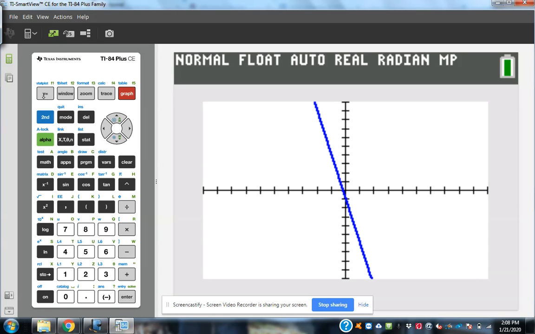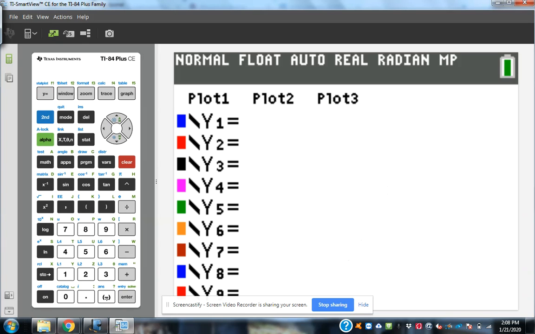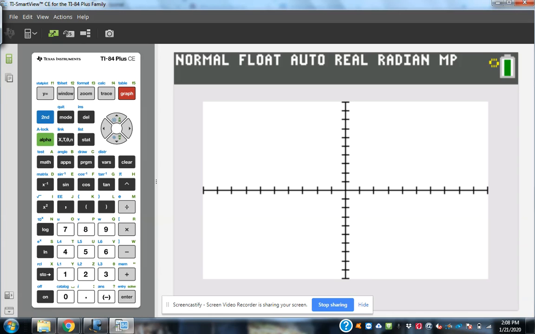Right there beside the green alpha button, there's a button that says X,T,theta,n. Hit that. So when you type that in, you type a -5, and then hit that button. It's highlighted up in red right here. That button there, and then the -1. And then hit graph, and you should get that picture.